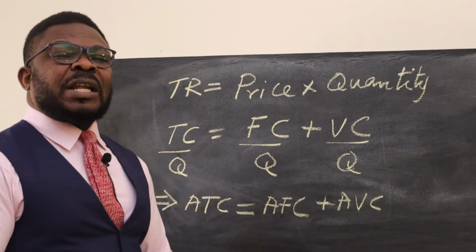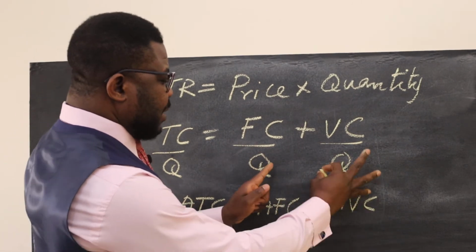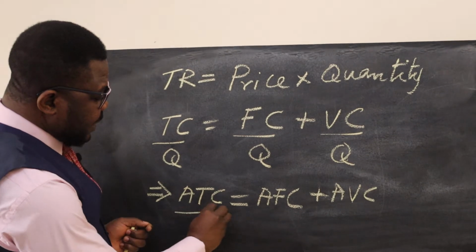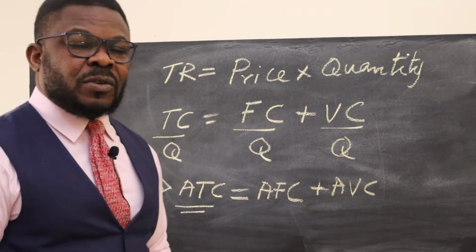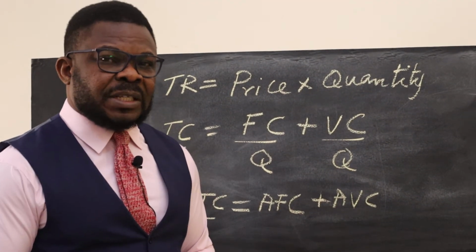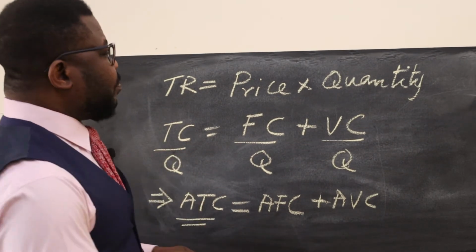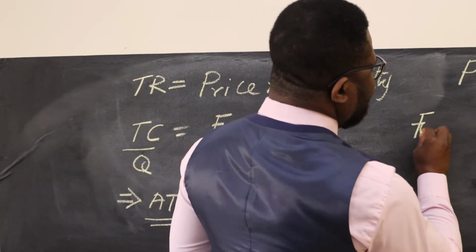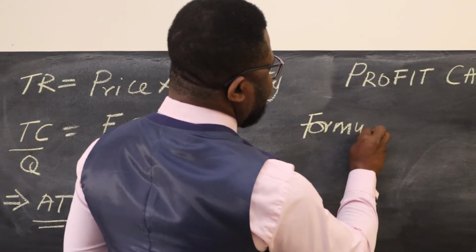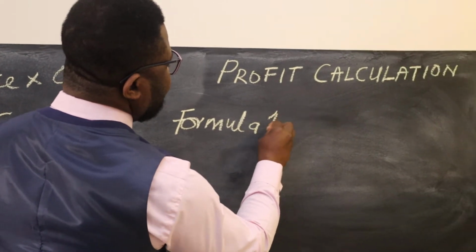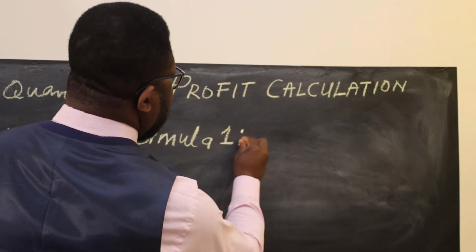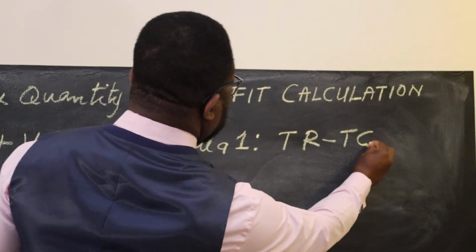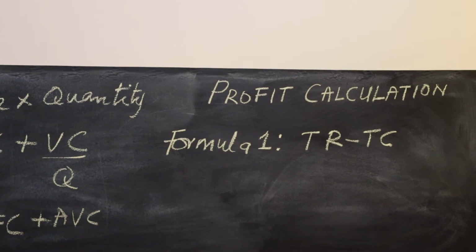Okay? But for now, I would like you to forget about all this part. Forget about all this part as well as here. Let's focus on just the ATC, because we need that as part of our formula for calculating the profit. Okay? So, let's write down formula 1. Formula 1 is total revenue minus total cost. Okay? We got that from here.